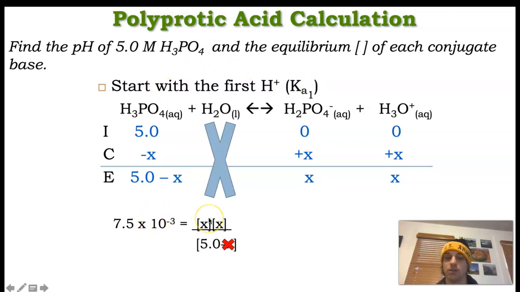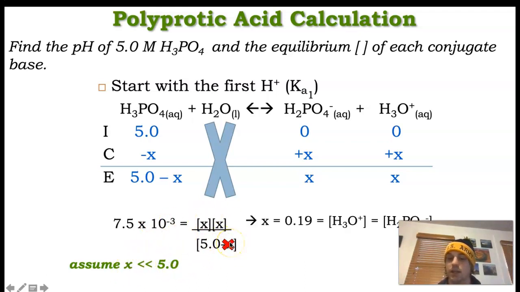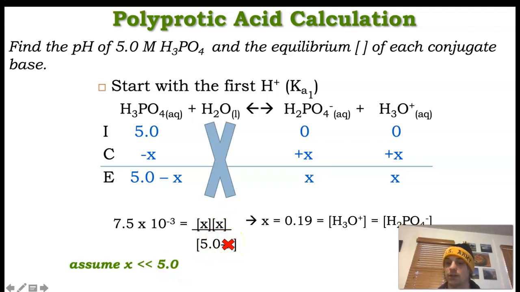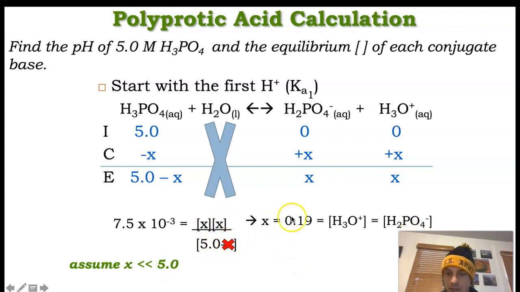Okay, now what can I do? I can ignore that. And I can write, assume x is much smaller than 5. And that allows me to ignore that. And then I'm solving for x down here. So here's x. Here is my hydrogen ion concentration, which is also equal to my concentration of H2PO4.